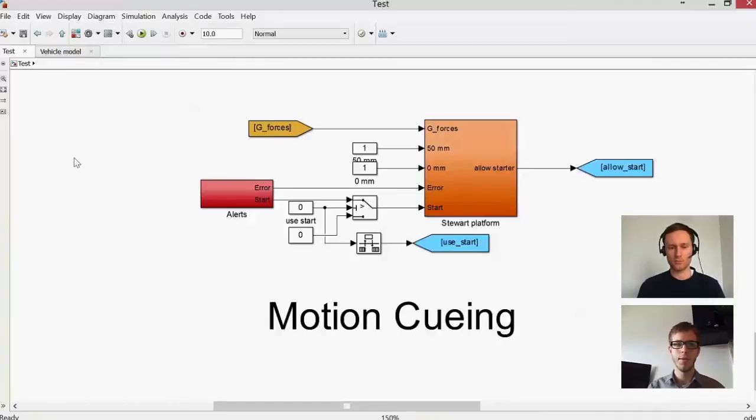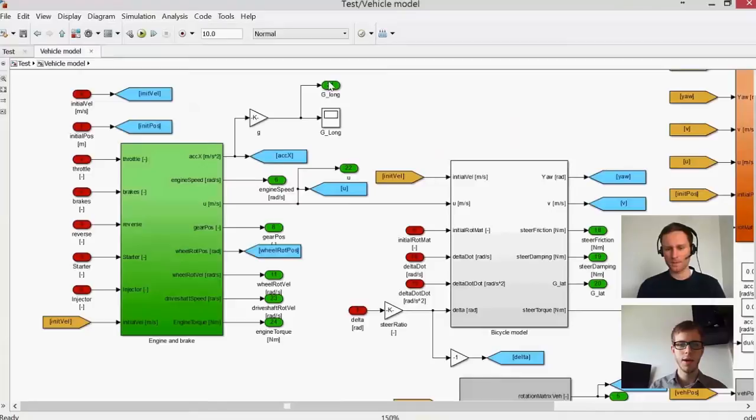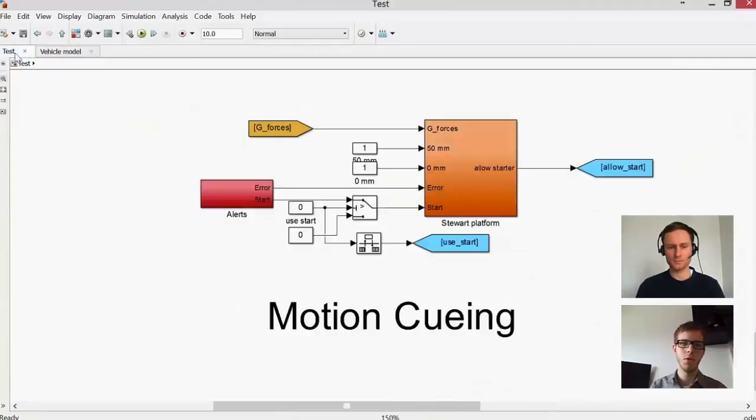What we essentially do is, if I go back to the vehicle model here, you see that we extract the longitudinal acceleration out of the powertrain model, and we extract the lateral acceleration out of the bicycle model. Then we output that in what we call G-forces. That is the input we use for controlling the motion behavior as of now. All the movements of the Stewart platform are then calculated in the orange block.